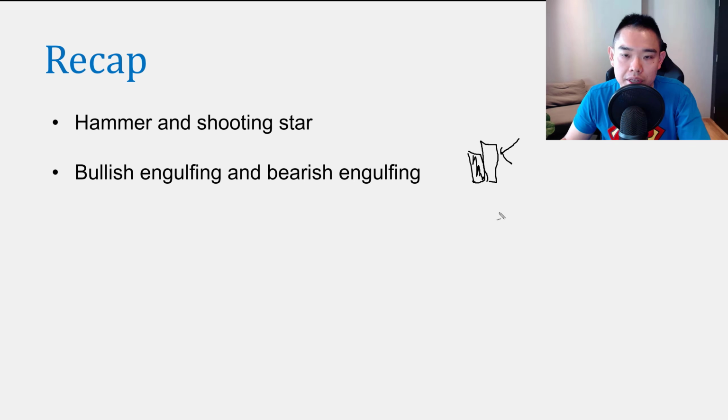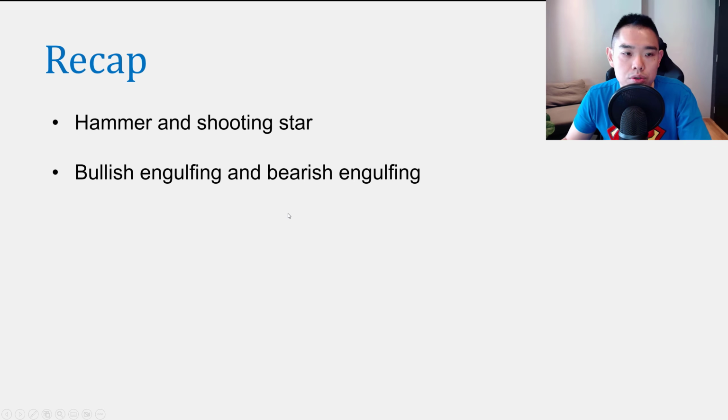The bearish engulfing pattern is just the opposite. It looks something like this, where the first candle is a bullish candle, and then the next candle could be something like this, where it engulfed the body of the first candle and closed lower for the day. This is what we call the bearish engulfing pattern.